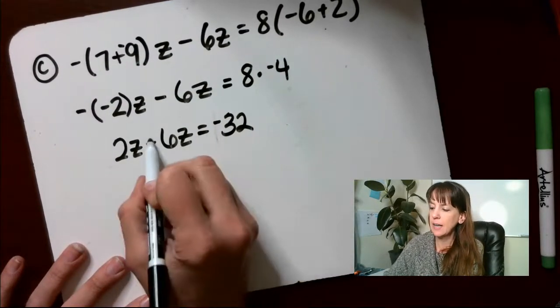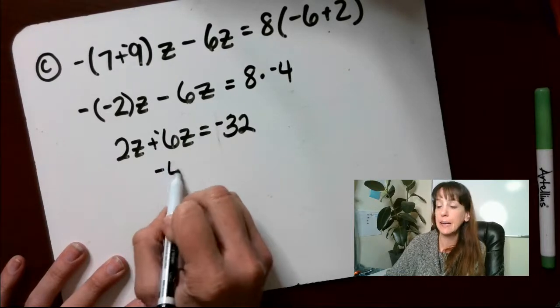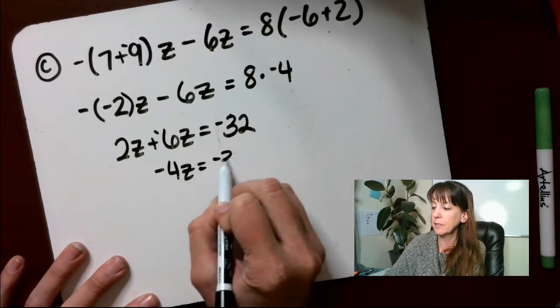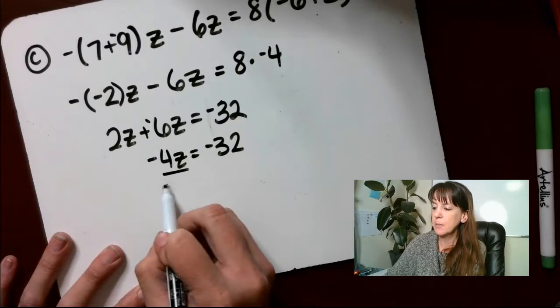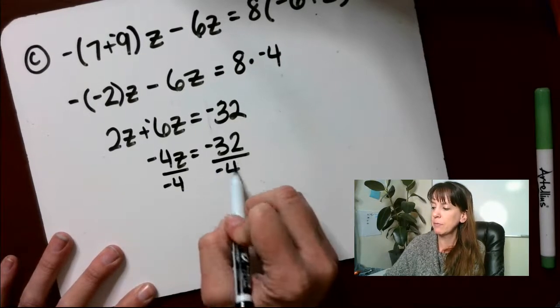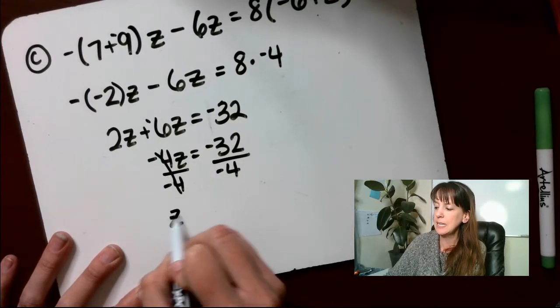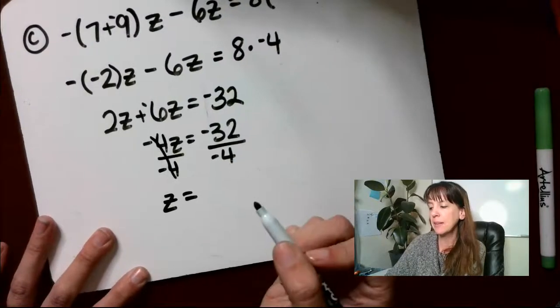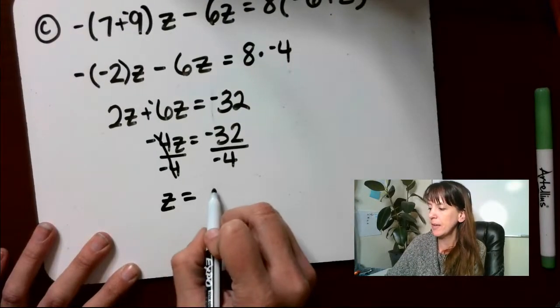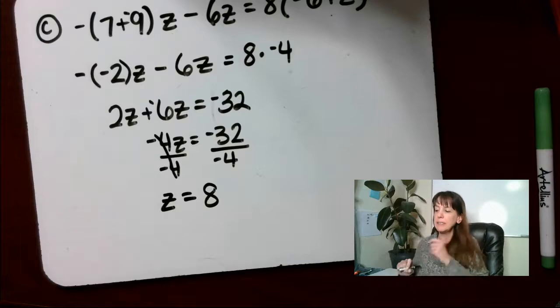Let's see here. 2 minus 6, add the opposite. That would give me negative 4z equals negative 32. Divide this by negative 4. These guys cancel out. Z equals negative divided by negative is going to be a positive, right? And then if we got that, we would get 8.